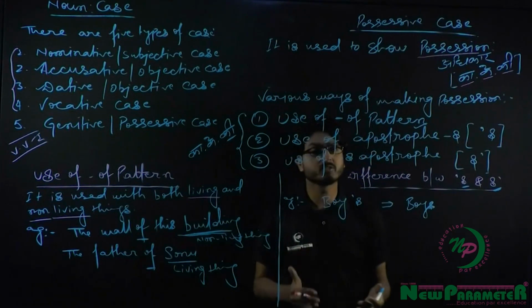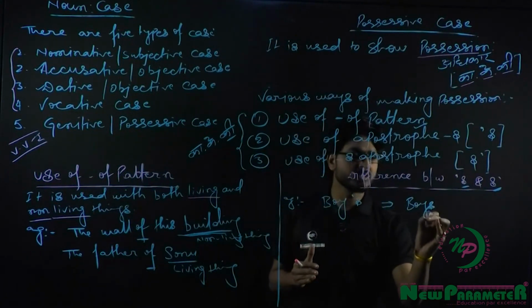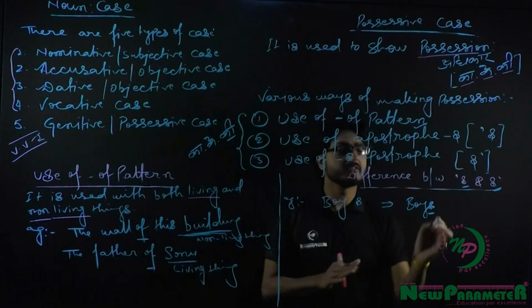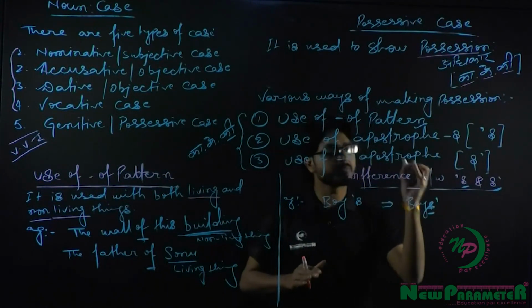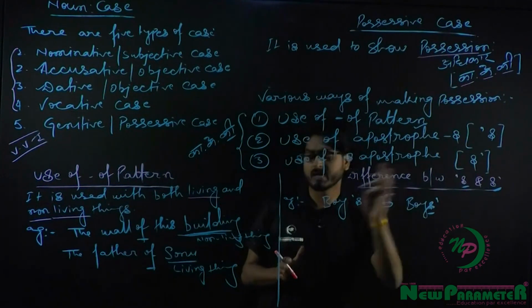Again I have to show the position of this word. So I have seen that this word ends with s. So any word that ends with s, we simply give an apostrophe. So this is boys', बहुत सारे लड़कों का.